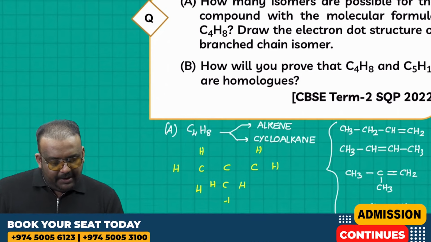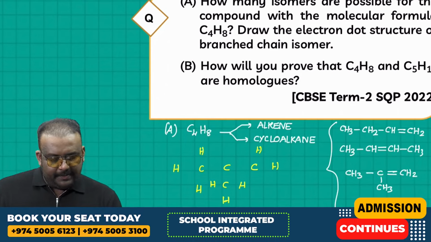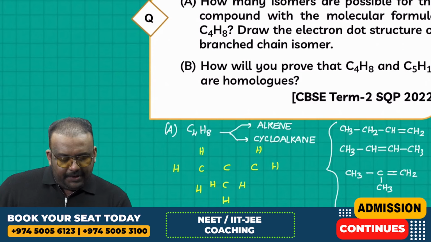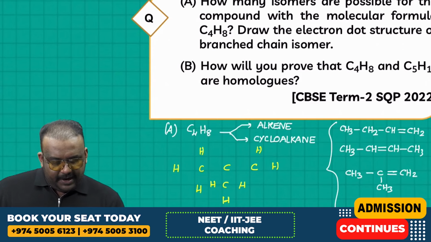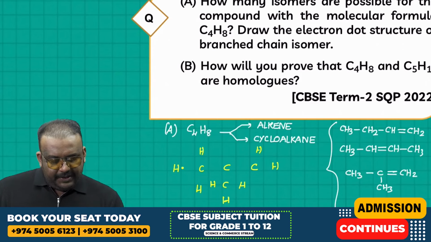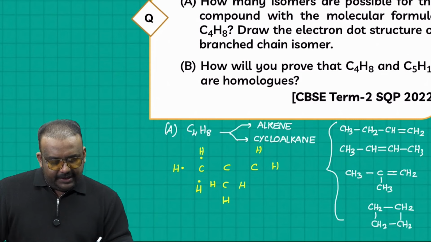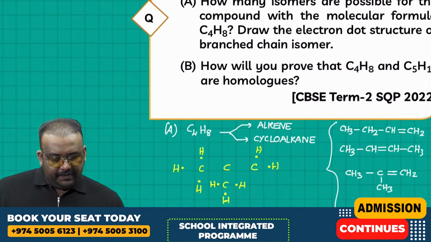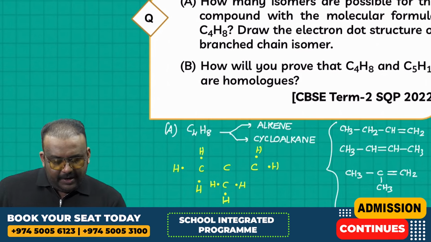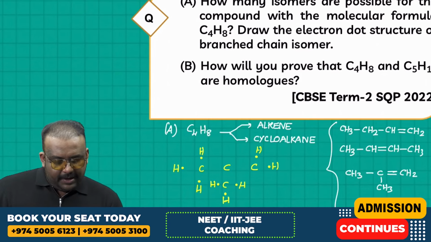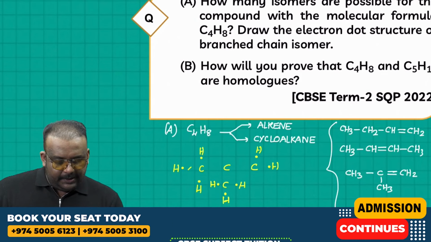So let's make it into an electron dot structure. Let's say I'm going to represent the electrons of hydrogen with dots. Each hydrogen has one electron, correct? Each of them has one electron. Now let me show the electrons of carbon with the cross.